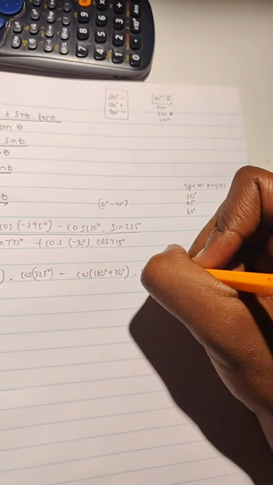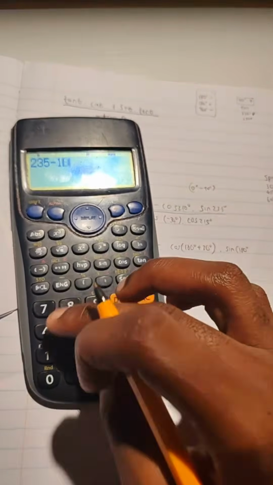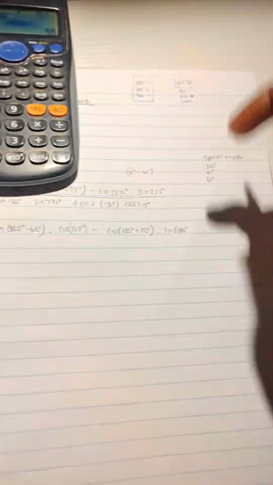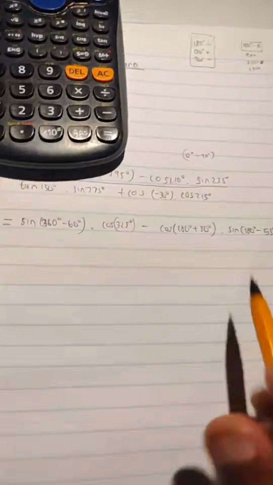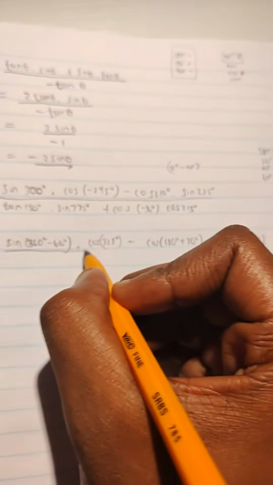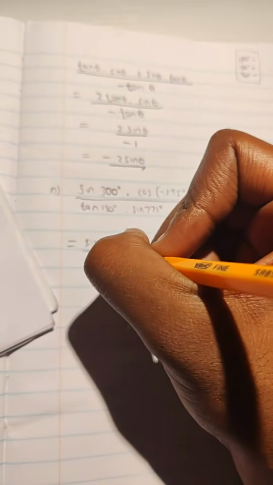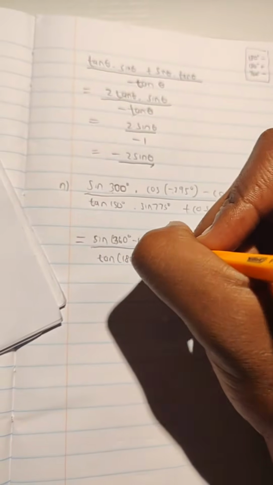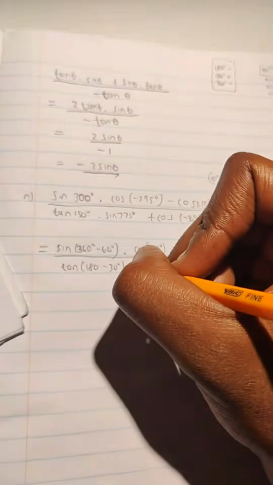Now 235 minus 180 gives us 55. So I'm saying sine of 180 plus 55, that's an acute angle. Not necessarily special, but it's okay. Over tan 150: 180 minus 30 gives me 150. So 180 minus 30, that's an acute angle.